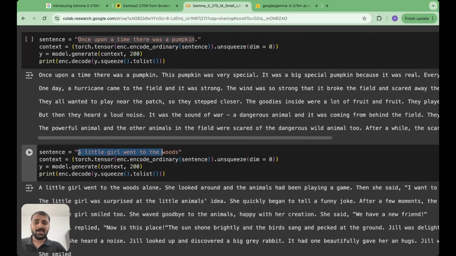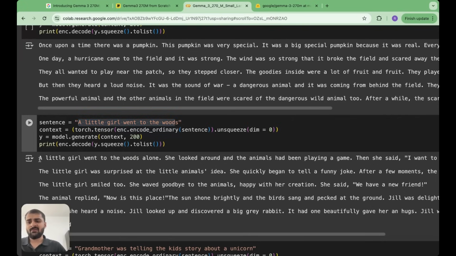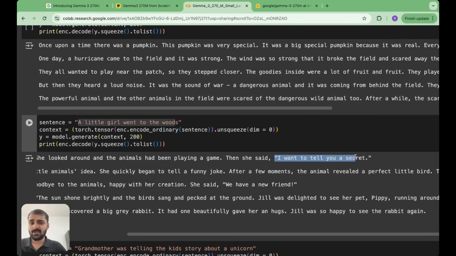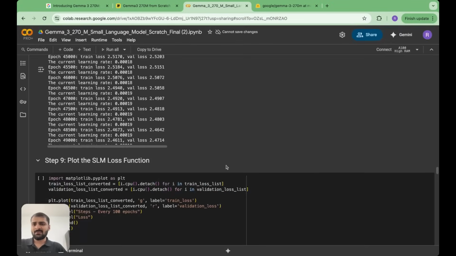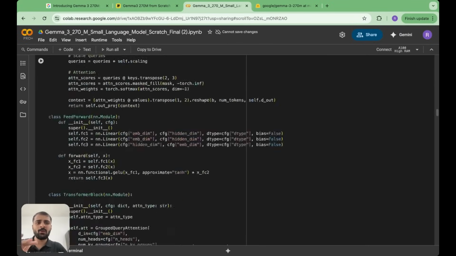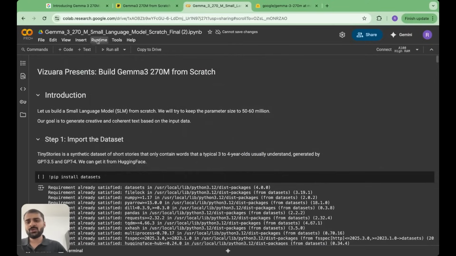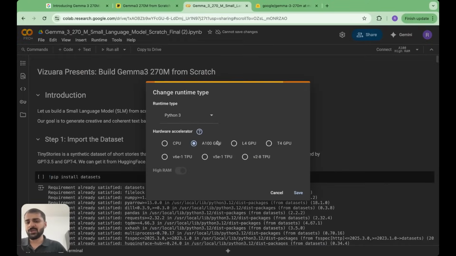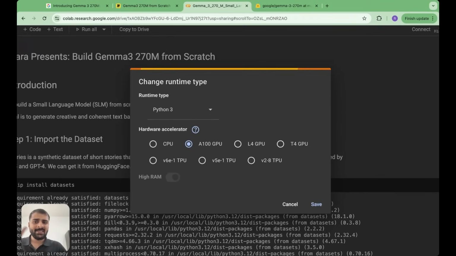If the prompt is a little girl went to the woods, we have a little girl went to the woods alone. She looked around and the animals had been playing a game. Then she said, I want to tell you a secret. So it's incredible, right? We have assembled this entire pipeline on Google Colab, and I've managed to run it on a single A100 GPU. I'll also show you the dataset which I've used.